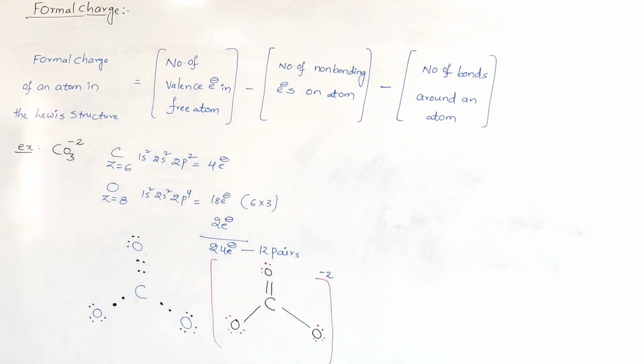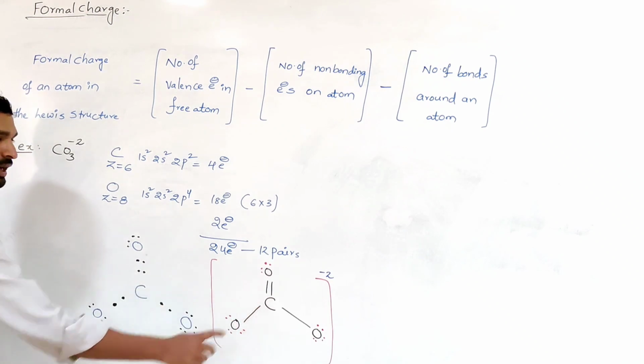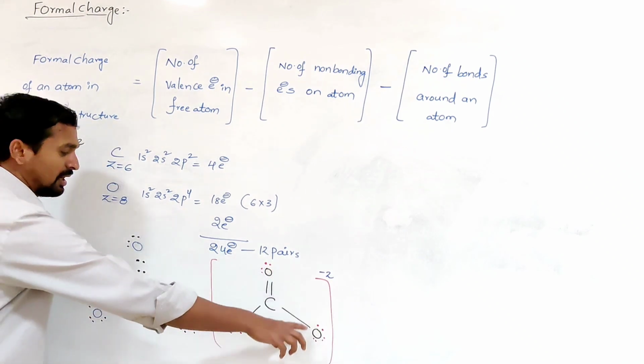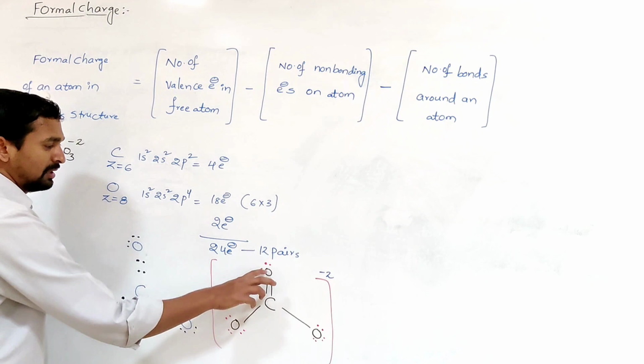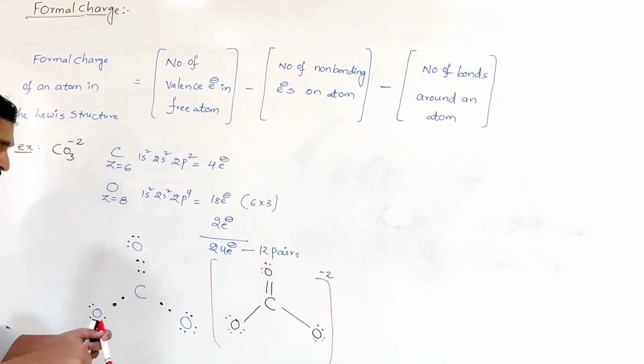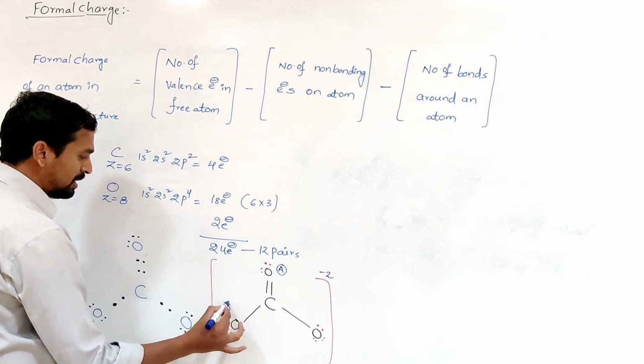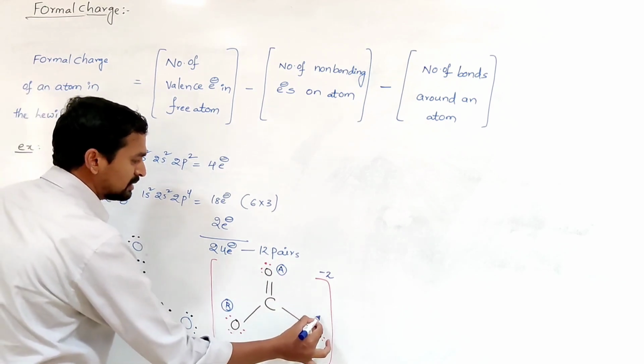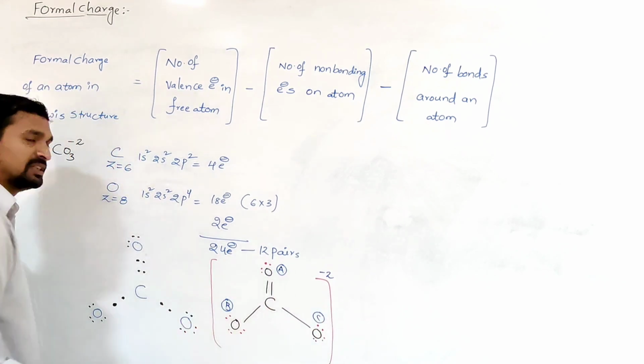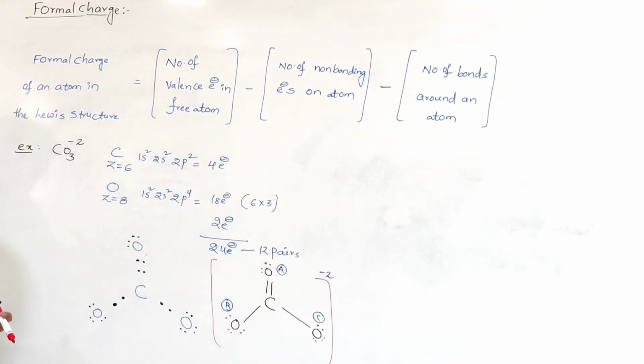Like that, first we need to write the Lewis structure. After writing the Lewis structure, we need to calculate the formal charge of each oxygen atom and carbon atom. Because here all the atoms are the same except carbon, we need to label them. So this oxygen atom is labeled as A, and here B, and here it is C, and the carbon is different from oxygen, so there is no need for labeling.